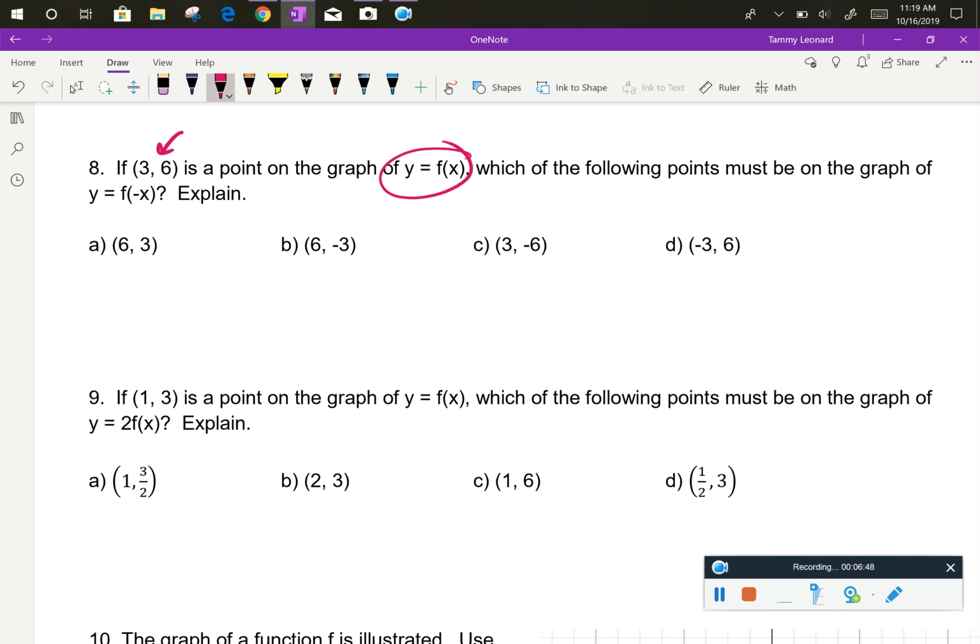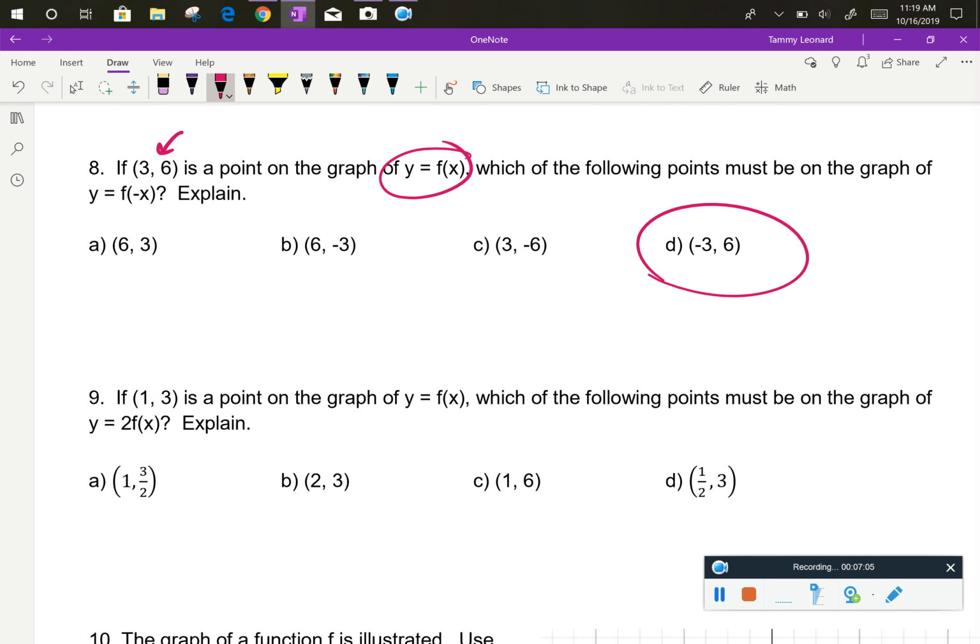Okay. So instead of being f of x, it's f of negative x. So the x's are being replaced with their opposites. So what point do you know must be on there? Negative 3, 6. Does that make sense?